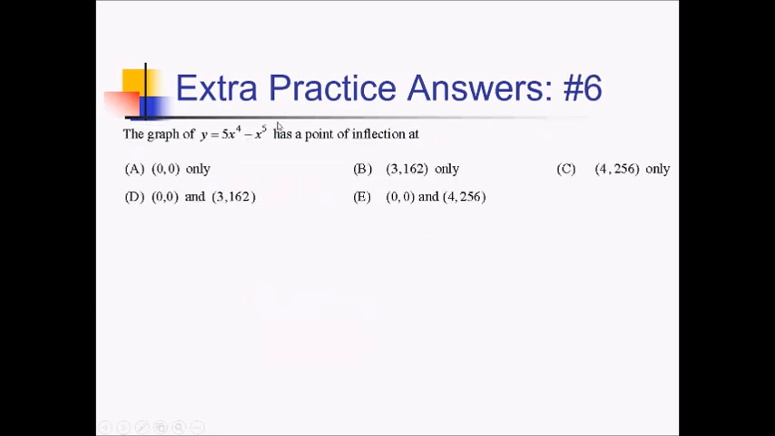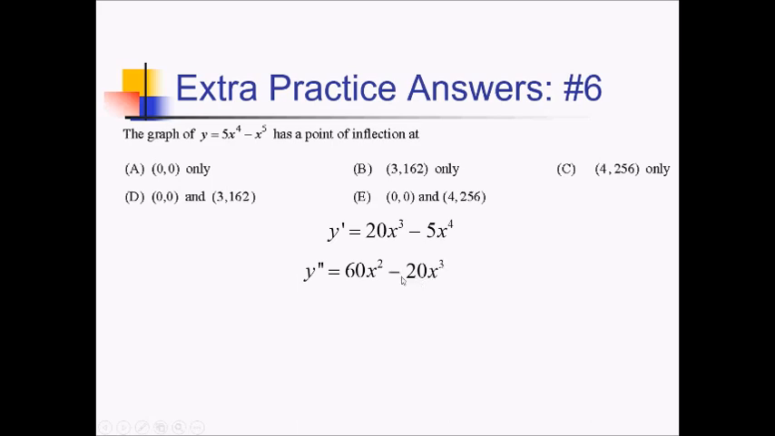For this problem, we want to know where the graph of y equals 5x to the fourth minus x to the fifth has a point of inflection. So for that, we need to know where y double prime is changing sign. And this is a no calculator question, so that's probably the easiest way to do this. So first, let's find what y prime looks like. That's going to be 20x cubed minus 5x to the fourth, just using the power rule here. And then y double prime, that's going to be 60x squared minus 20x cubed.